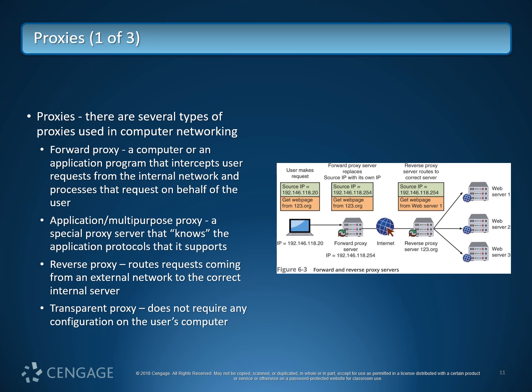Transparent proxies don't require any kind of configuration on the user's computer. It's more of a pass-through thing, but it is going to have a secondary network interface that's going to route traffic for the originator.